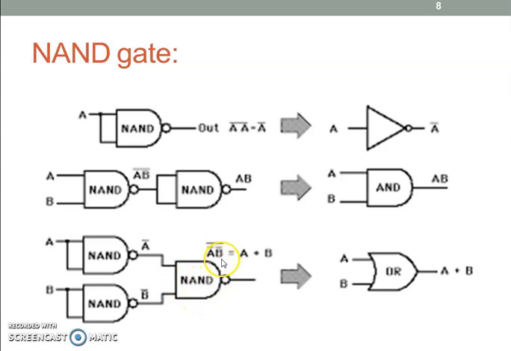You will get output like A bar into B bar whole bar. The output of A bar into B bar whole bar is A plus B. Then compare the input with the output. A, B are the two inputs for the NAND gate. You will get an answer like A plus B. If A and B are the two inputs, A plus B is the output, means it acts like an OR gate. By using the NAND gates only it is possible to construct the basic gates. That's why NAND gate is called a universal gate.